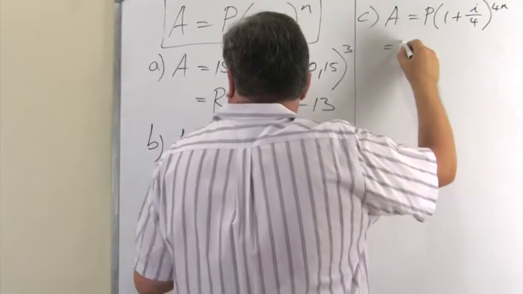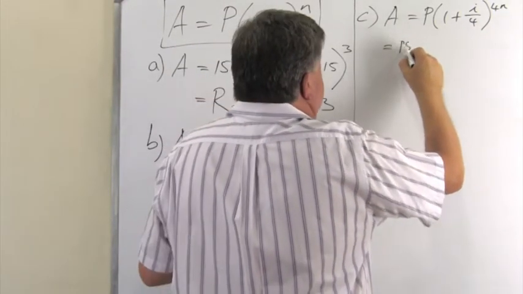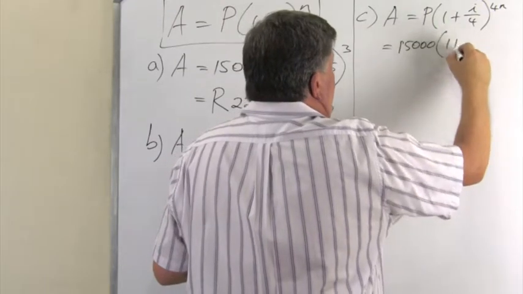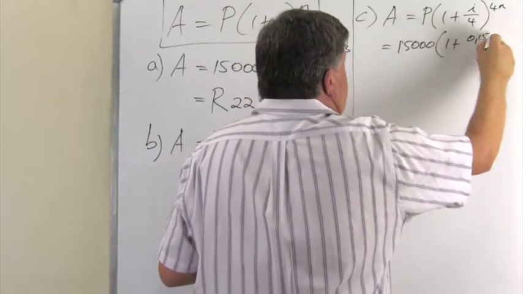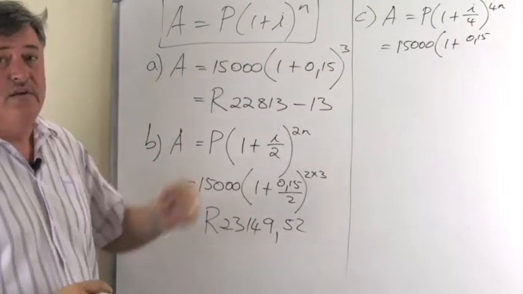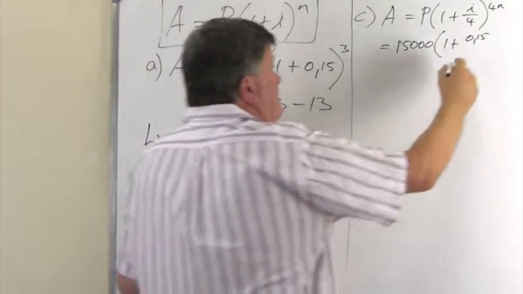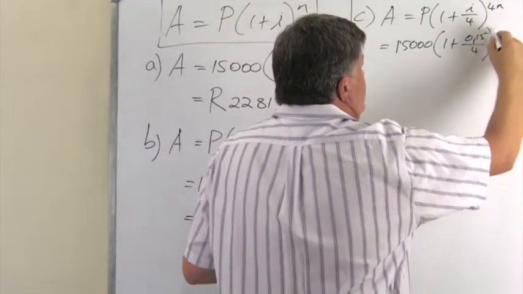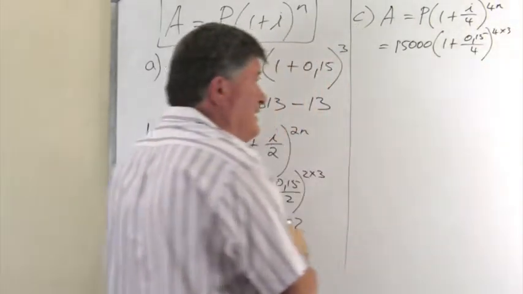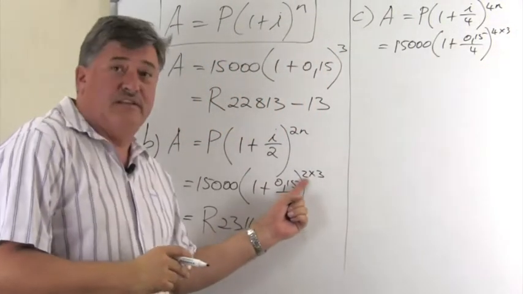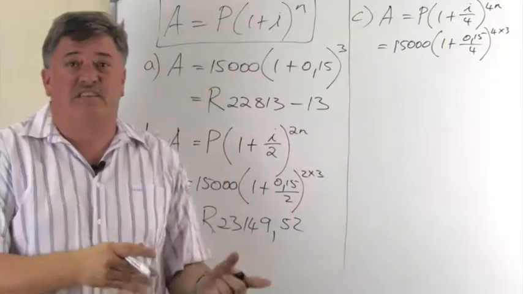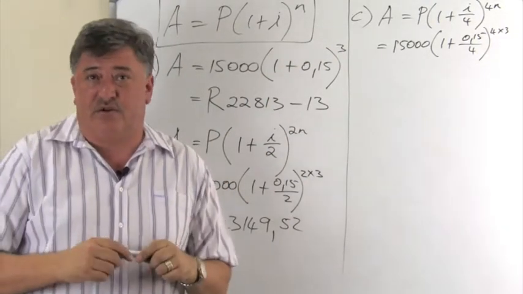So we have the amount that we invest is 15,000 Rand. 1 plus the interest rate still the same, 0.15, remember? That was our 15% interest rate. It's now over 4, and it's 4 times 3. 2 times 3 in the previous one. In the first one, it was basically 1 times 3, or just 3.